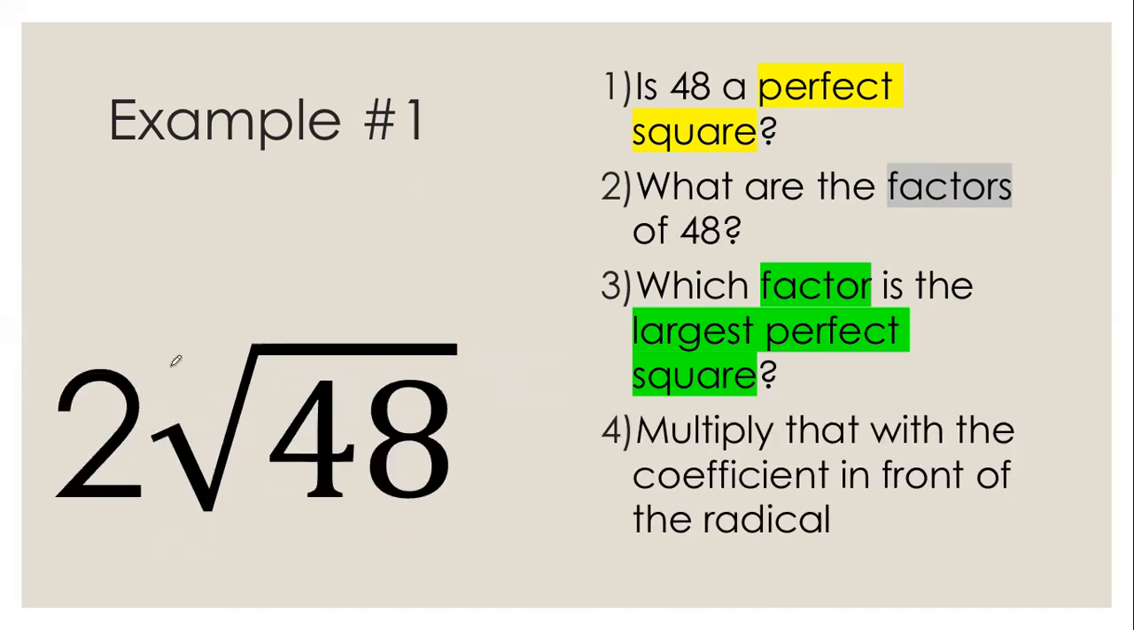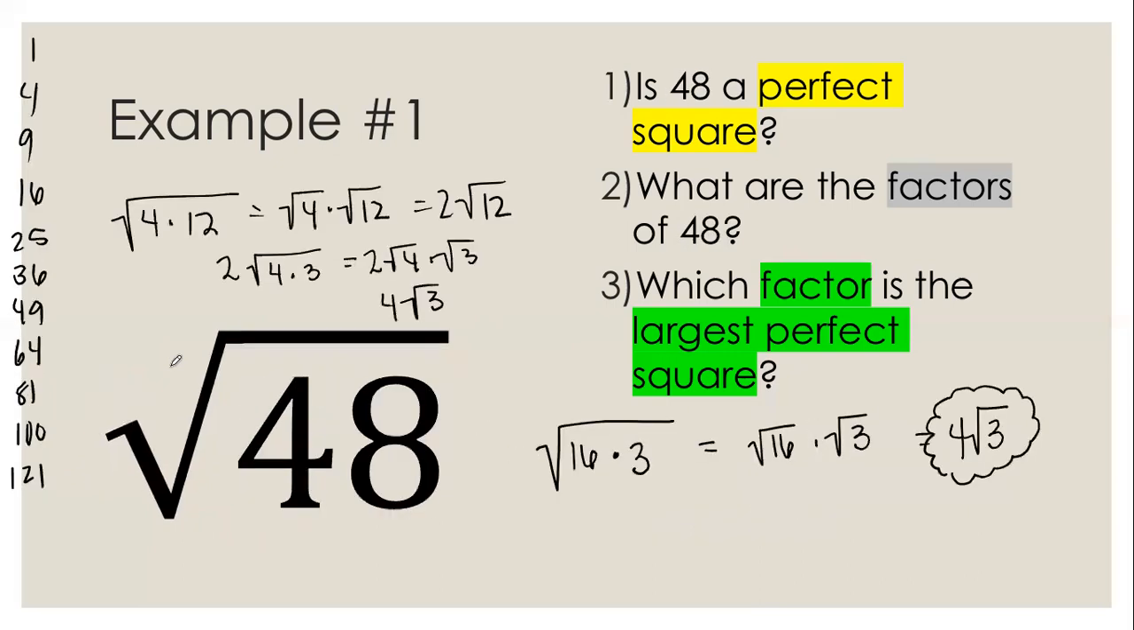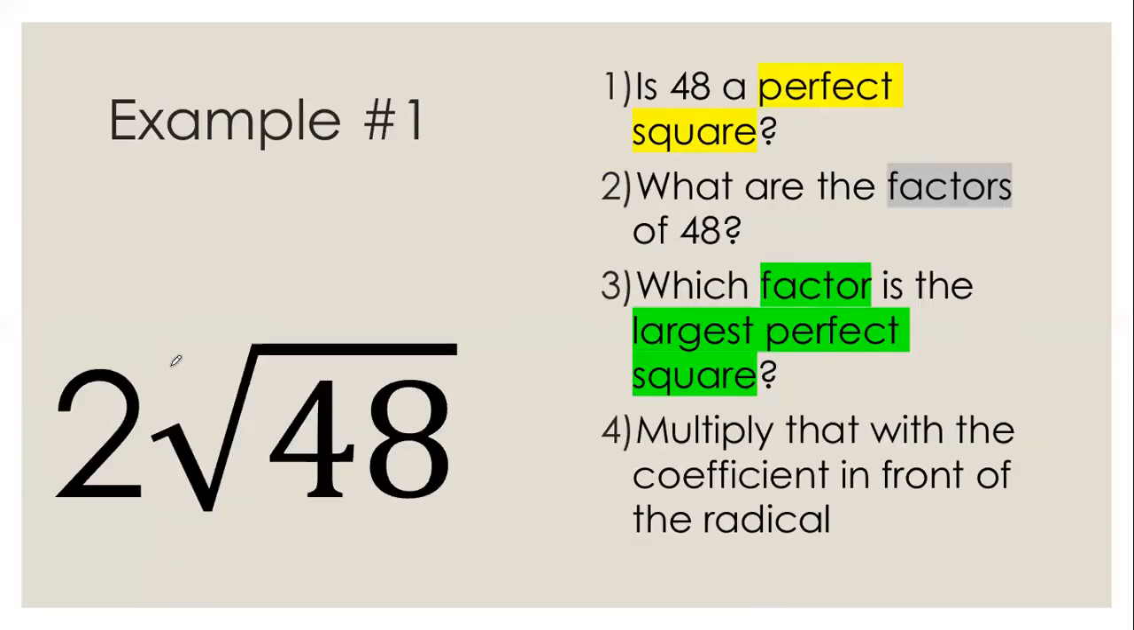Okay, let's look at this one, 2 square root of 48. We already did the square root of 48 earlier. So just to go back, 16 times 3. 16 was the largest perfect square to go into 48. I think it's 16 times 3. Yeah, it is. Yes.